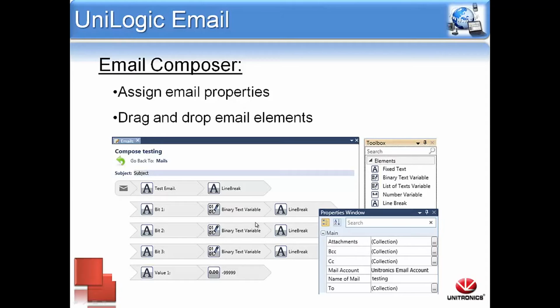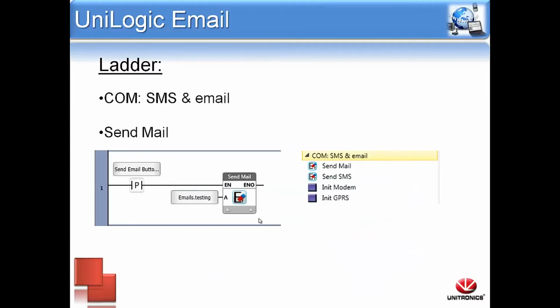Once the email is complete, we can set the conditions in the logic to send the mail message. It is quite easy to send email within the logic. You only need to select the mail function block. This can be found within the COM, SMS, and email drop-down menu located within the toolbox. And after placing the Send Email function block, you can link to the specific mail message you wish to send. The messages are found within the email struct that is automatically displayed when clicking on which mail you want to send.